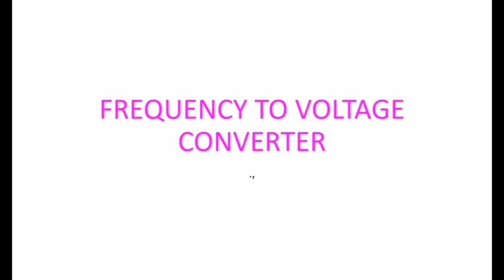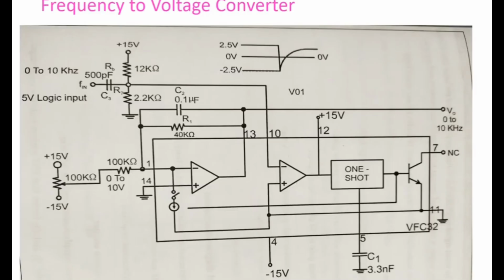Frequency to voltage converter. This figure shows VFC 32 connected as a frequency to voltage converter. The capacitively coupled input network C3, R6, R7 allows a standard 5 volt logic level to the comparator input. The comparator triggers the one shot on the falling edge of the frequency input pulse.